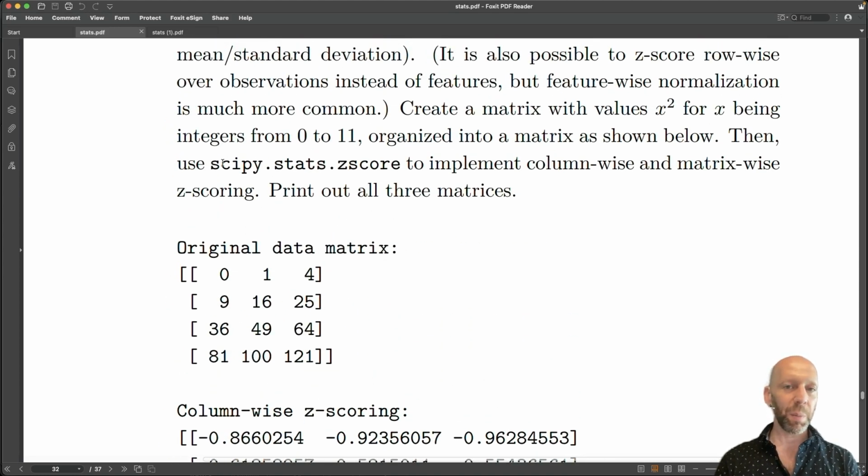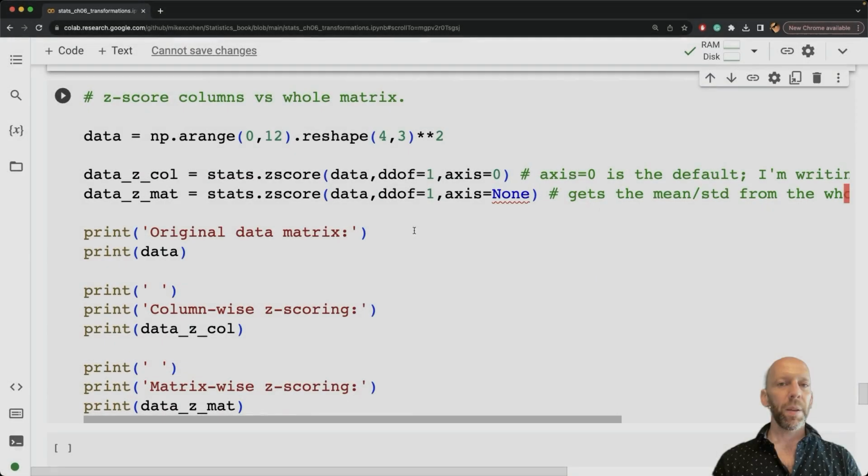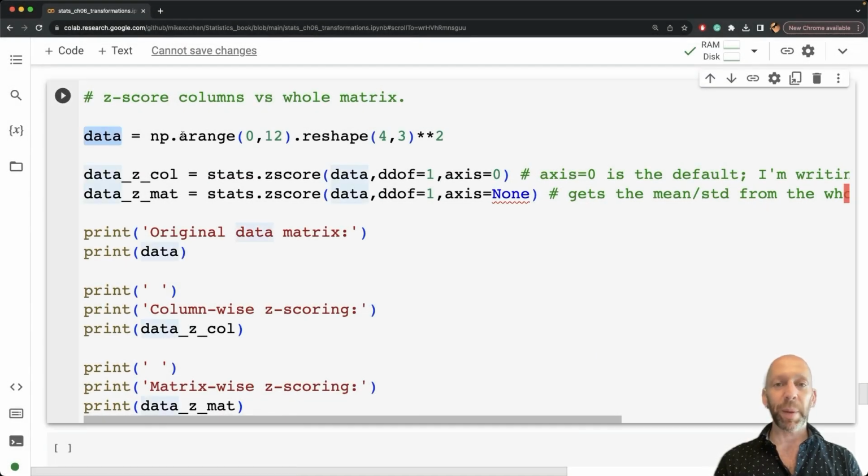I suggest you implement it with scipy.stats.zscore. If you would like to implement it using your own code, that's also fine. It's not super difficult to do that. But in this case, I only did it using the z-score function. So here is where I create our little data matrix. I have a range of integers from 0 to 11. I reshape it to a 4 by 3 matrix, and then I square all the individual elements.